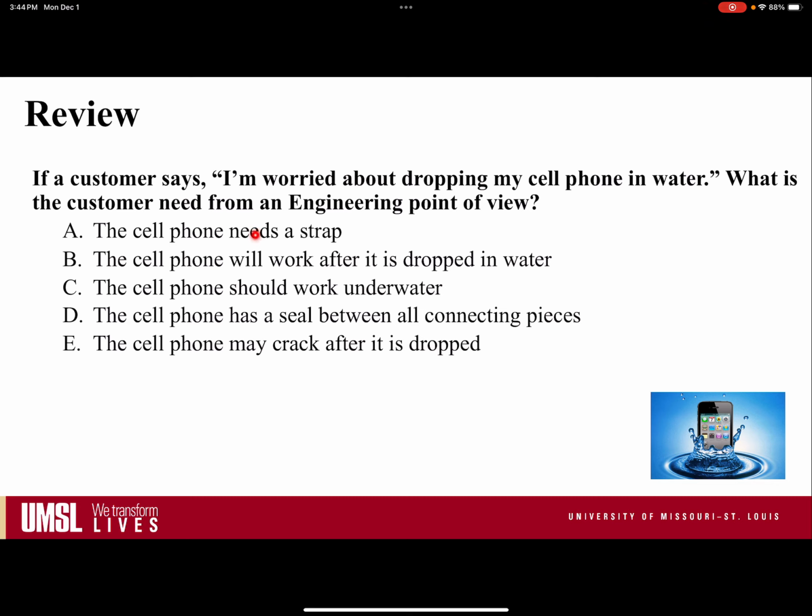Part A talks about the solution. At this stage, we just want to talk about the need. Part C is over design. That's not what the customer wants, the customer doesn't want it to work underwater. Part D is also talking about the solution. How we're going to achieve that it works after being dropped in water is something that we do in concept generation. And the last one would be irrelevant.